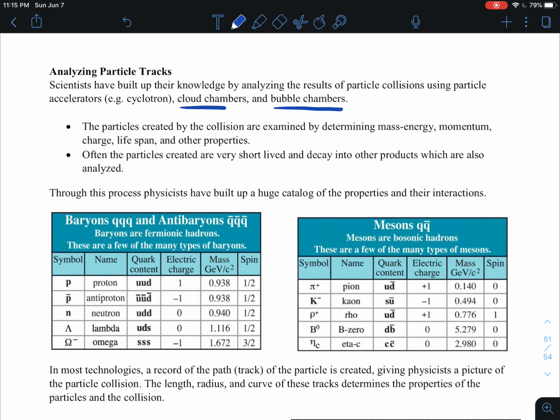But in these cloud and bubble chambers, we're using the conservation of momentum, conservation of charge, lifespan, all the properties that we talked about before, and we're using these as detectors of these smaller particles. Once again, it says here the smaller particles are very short-lived and decay into other particles, but that's okay.